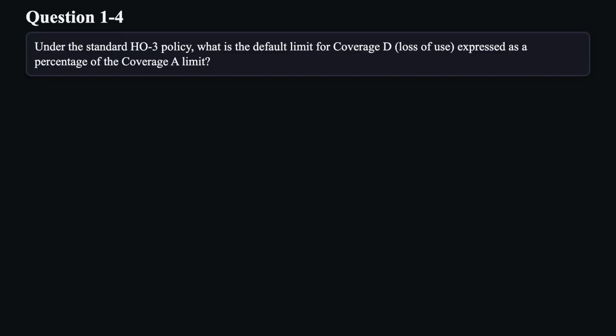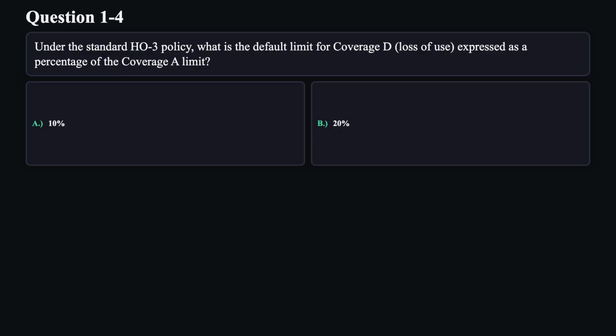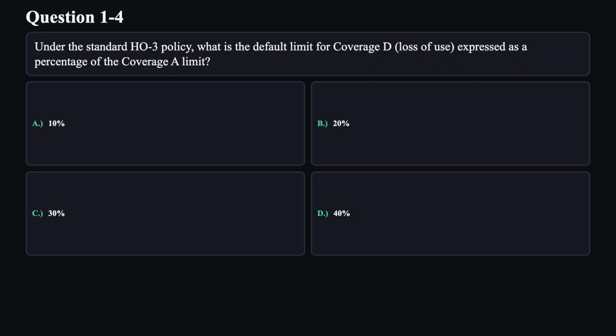Question 4. Under the standard H03 policy, what is the default limit for coverage D, loss of use, expressed as a percentage of the coverage A limit? A. 10%. B. 20%. C. 30%. D. 40%.